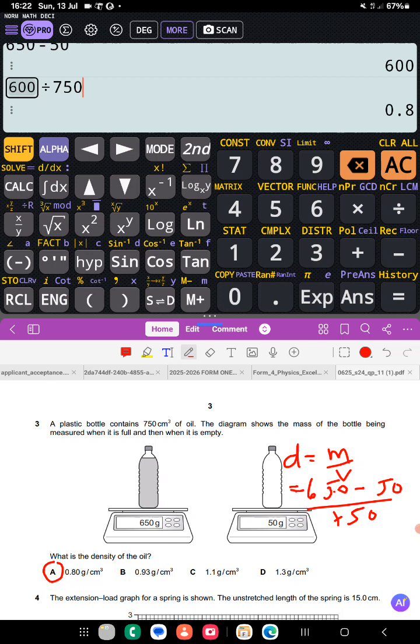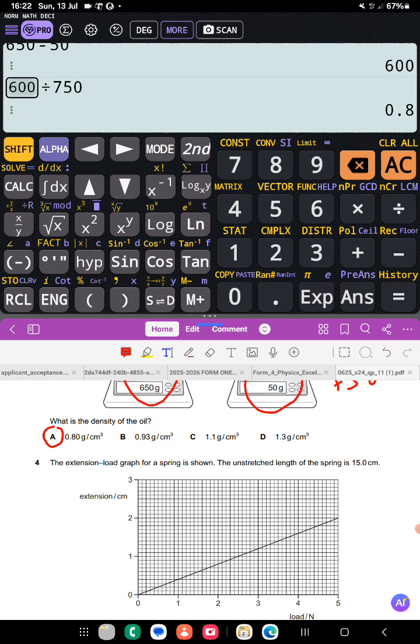Don't forget, to find the mass of the oil, you have to subtract the mass of the bottle from the mass of the oil and the bottle together, which is 600. Then you divide the answer by 750, which is the volume. Considering that the density of a substance is its mass divided by its volume.